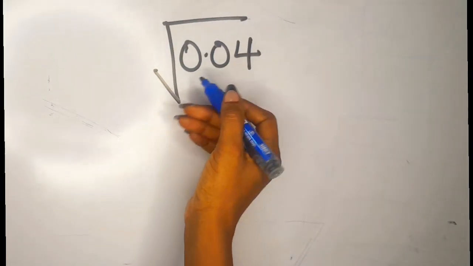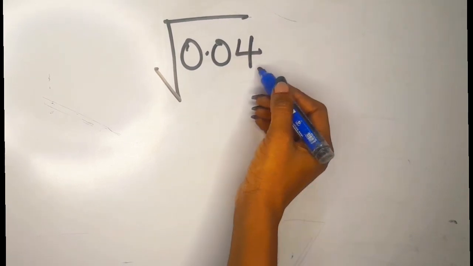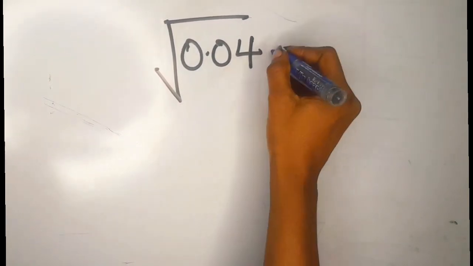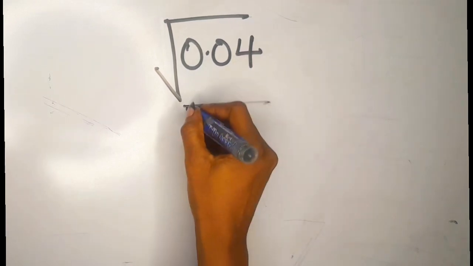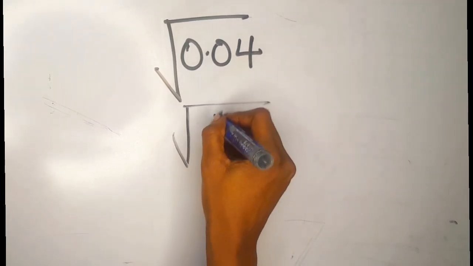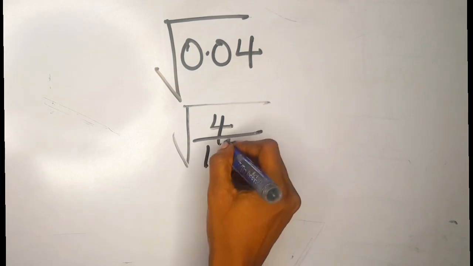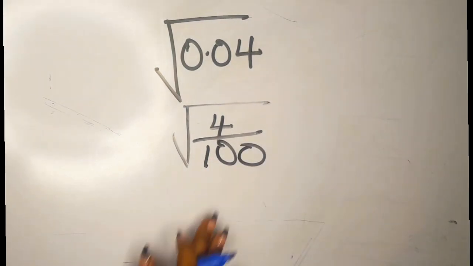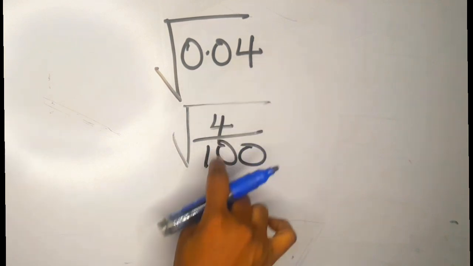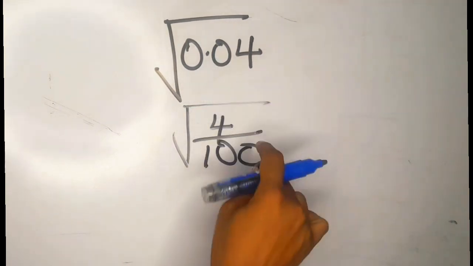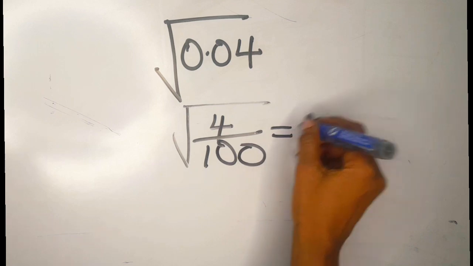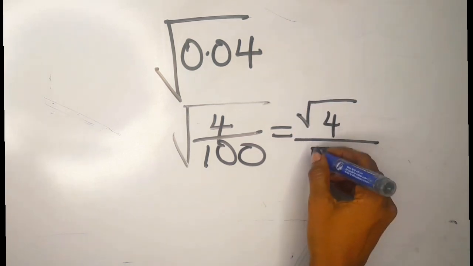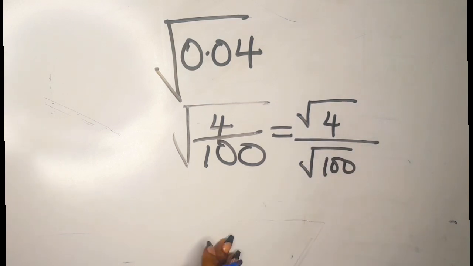Suppose you're asked to find the square root of 0.04. Okay, so 0.04 is the same as 4 over 100. So you convert it to a proper fraction. You see we have two zeros here, so this gives us 100 as well, so 4 over 100. And then we take the square root of 4 and also take the square root of 100.